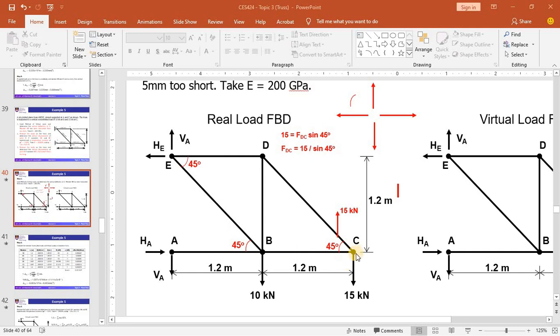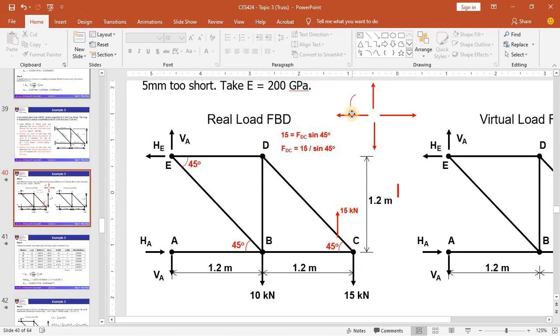At joint C, you can see that we have a 15 kN load downwards. We have unknown forces due to member CD and member CB. Based on the method of joints, you need to ensure that the summation of forces in the vertical and horizontal directions must be equal to 0. In other words, the joint must be in equilibrium. Let's look at the vertical direction. In the vertical direction, we have 15 kN downwards, and we have another component, which is the vertical component resulting from this particular member.